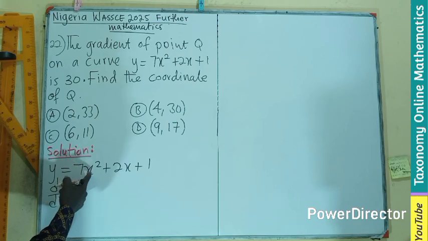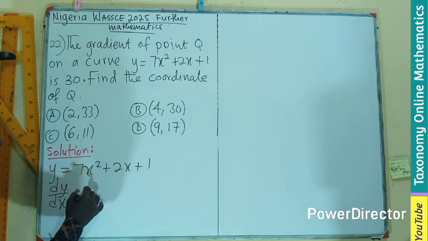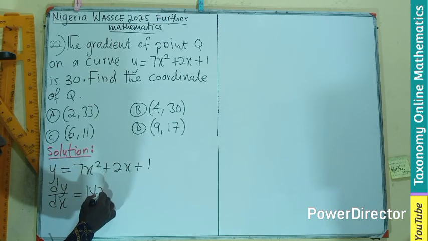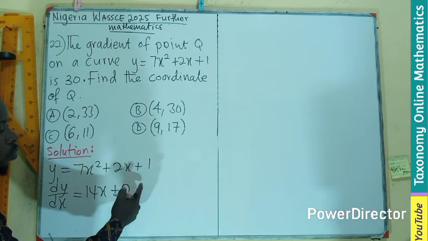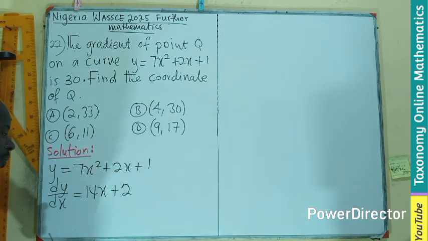So if you differentiate this, 2 is multiplied by 7 to give 14, and subtract 1 from the power. Then the 2x term, multiplying this gives you 2. If you differentiate the constant, you get 0.